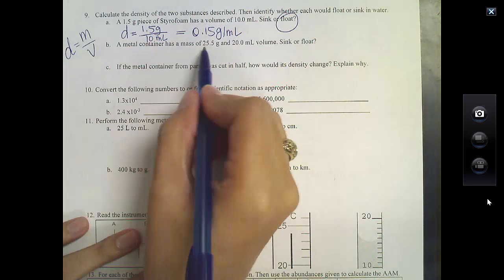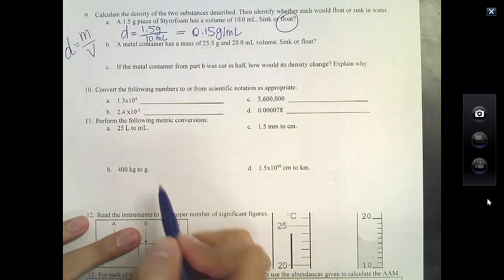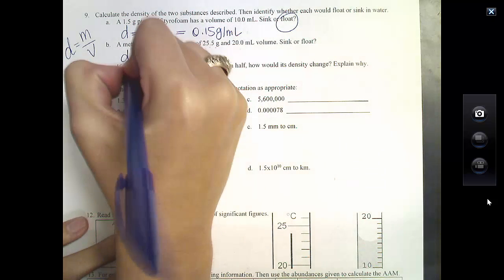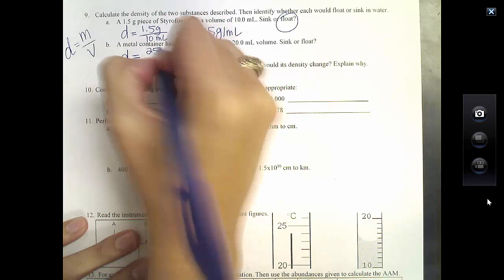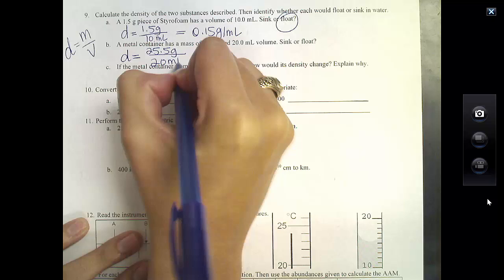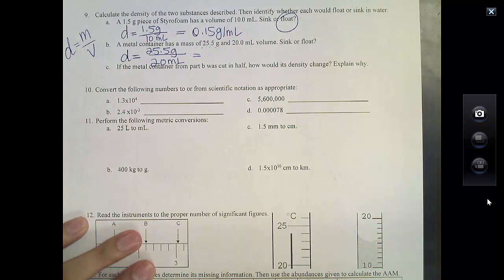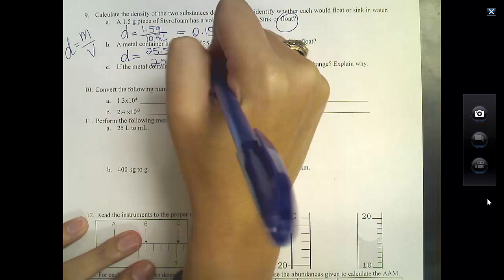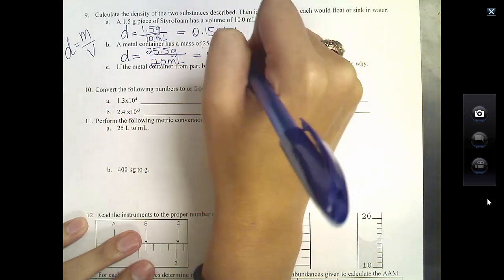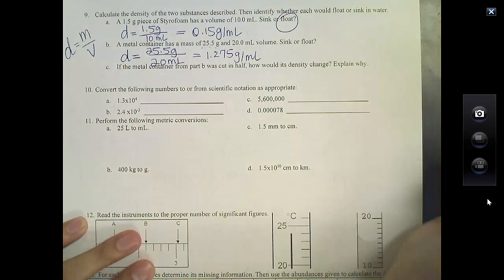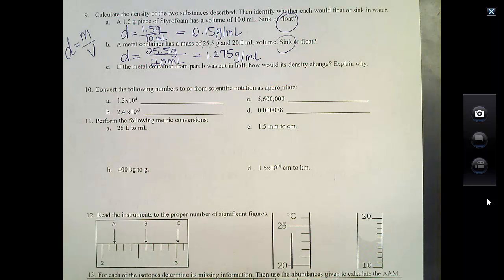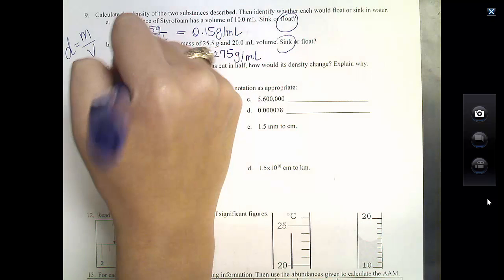A metal container has a mass of 25.5 grams, 20 milliliter volume. Same thing, density equals mass divided by volume, 25.5 grams over 20 milliliters. 25.5 divided by 20 is 1.275. This is now greater than 1, so this object will sink. Then letter C says if the metal container from part B was cut in half, how would its density change? And the answer is it would not.